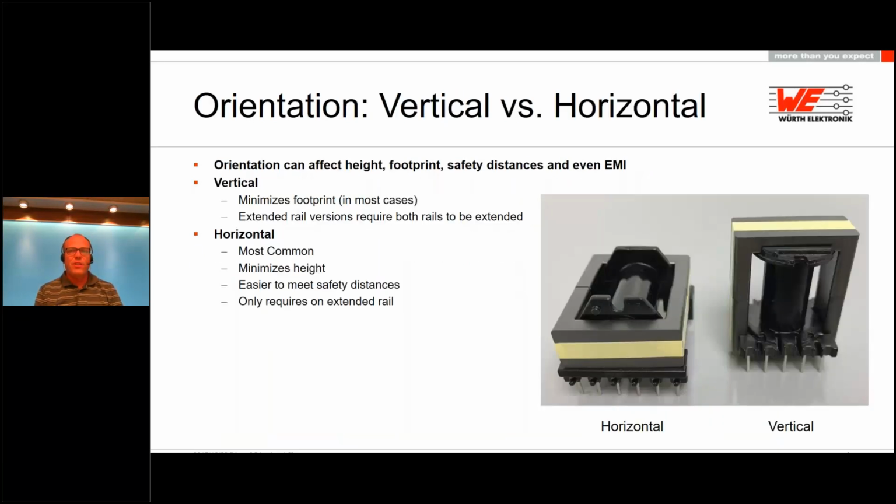One last set of terms we'll discuss is orientation. Package orientation is determined by the bobbin design. The horizontal orientation positions the core in a way that minimizes height, and I would say is probably the most common orientation overall. Alternately, the core can be turned 90 degrees for a vertical orientation that minimizes the PCB footprint. Some package styles are only available in one orientation or the other, but many are available in both.